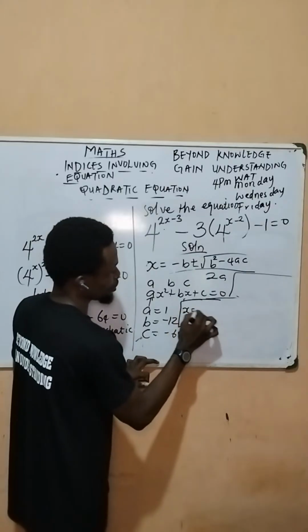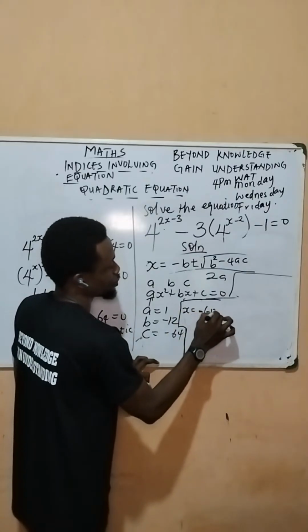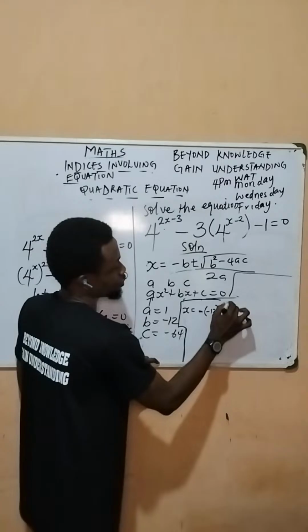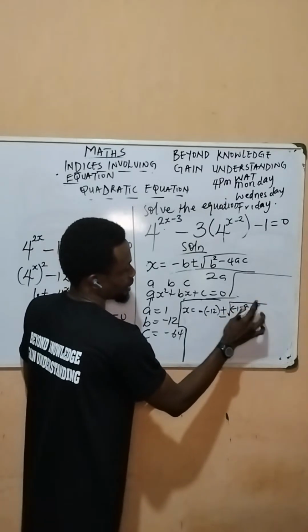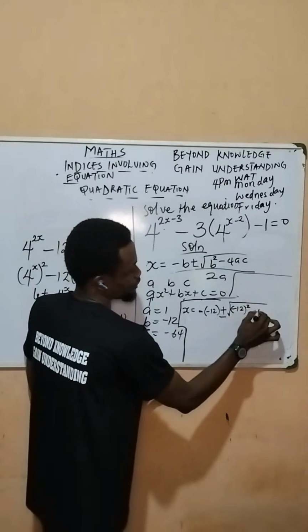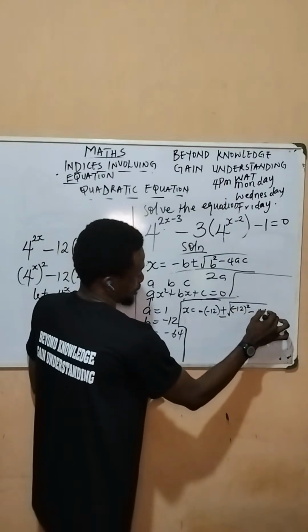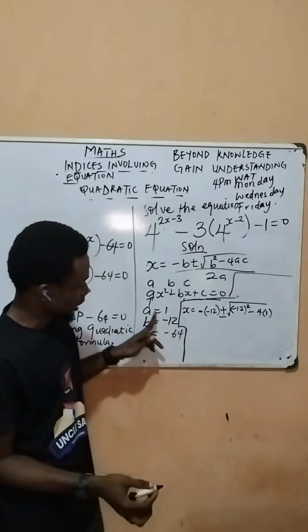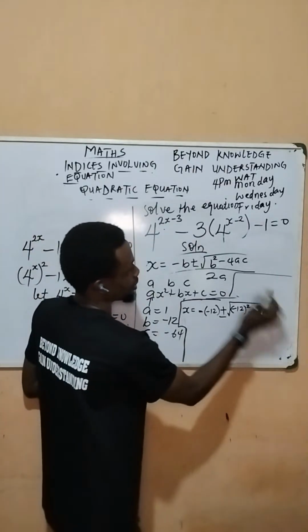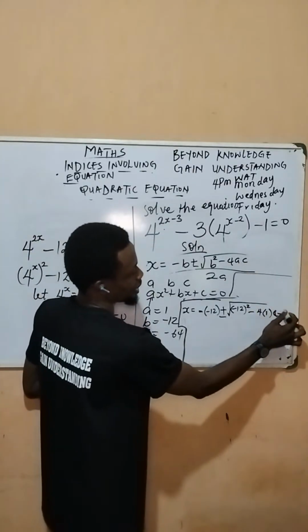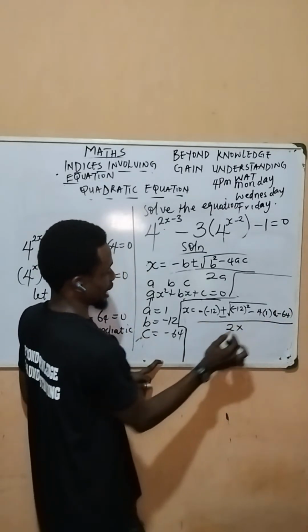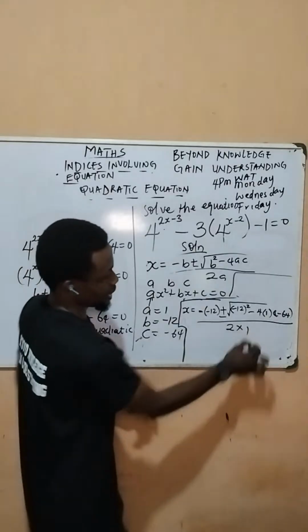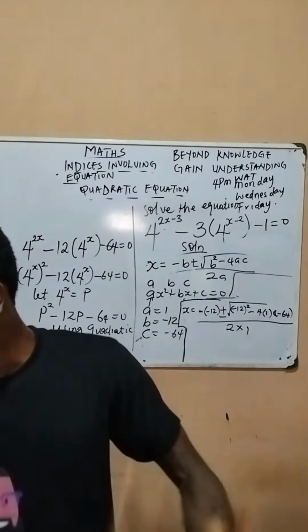So x equals minus open bracket minus 12 plus or minus the square root of minus 12 all squared minus 4 open bracket 1, which is the value of our a, and the c, which is here, is now going to be negative 64, all over what? 2a, which is 2 times a, and our a is 1 here. So the next thing to do is just go ahead and simplify this.